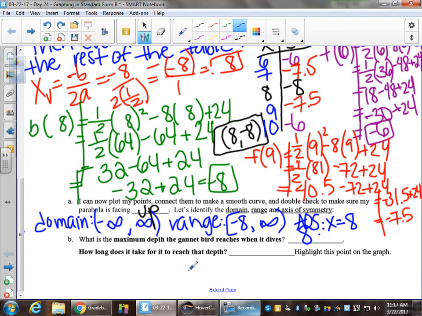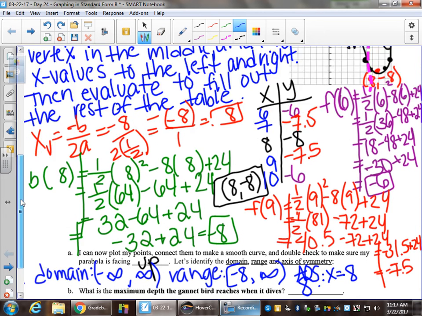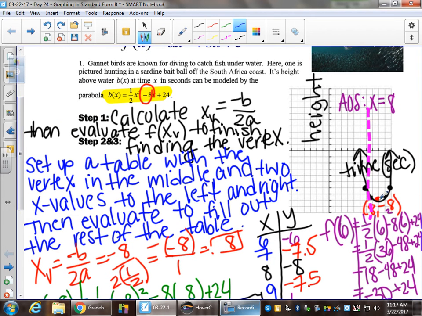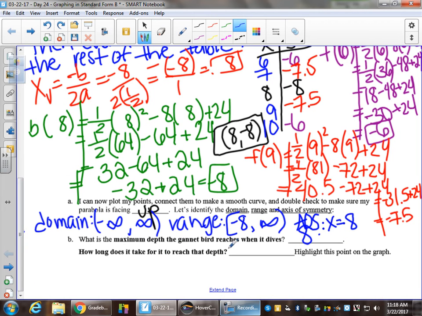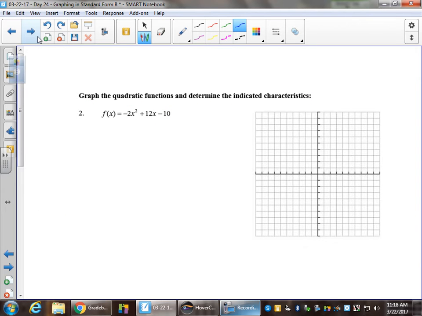Okay? How long does it take for it to reach that depth? How long, guys? Okay, so how long did it take him to get here? 8 what? 8 hours? 8 seconds. We're working in seconds. Okay, read over number 2 and start working through what the vertex would be.